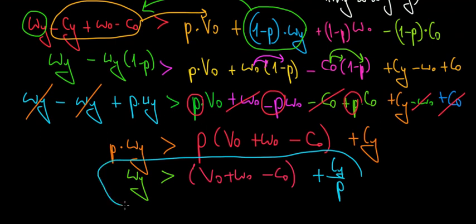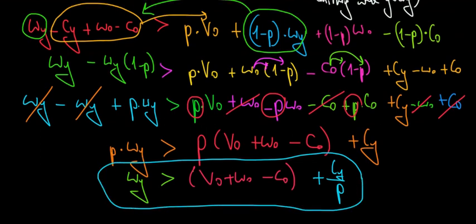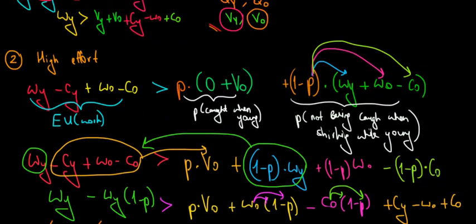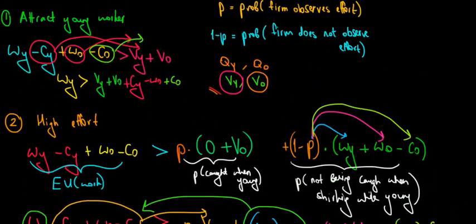This is the second participation constraint that we must satisfy, and the same logic goes. Which wage are we going to pay? We're going to pay the higher wage that satisfies both participation constraints.